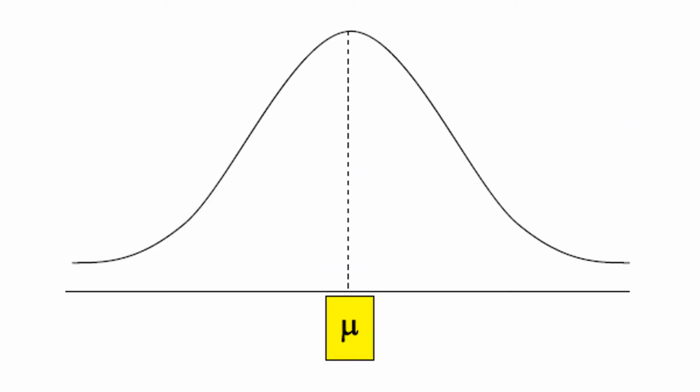Here's a normal distribution plotted out. Mu, the mean, is right smack dab in the middle of the distribution. The distribution is symmetric about mu. So mu represents the mean of the probability distribution, and it's also the median of the probability distribution.